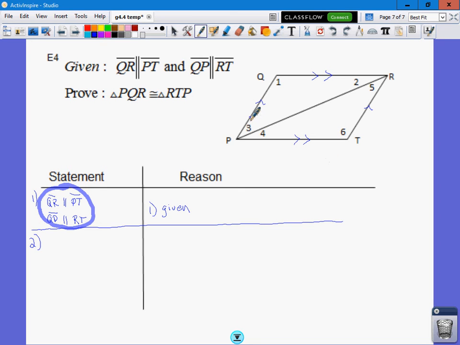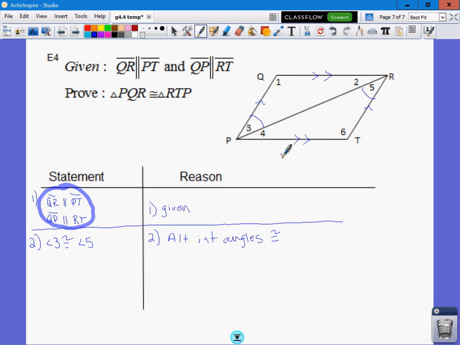So, if I look at angle 3 and angle 5, they're alternate interior because they're on the inside of QP and RT, and they're on opposite sides of the transversal. My reason is going to be alternate interior angles are congruent. And I can state that angle 3 is congruent then to angle 5.